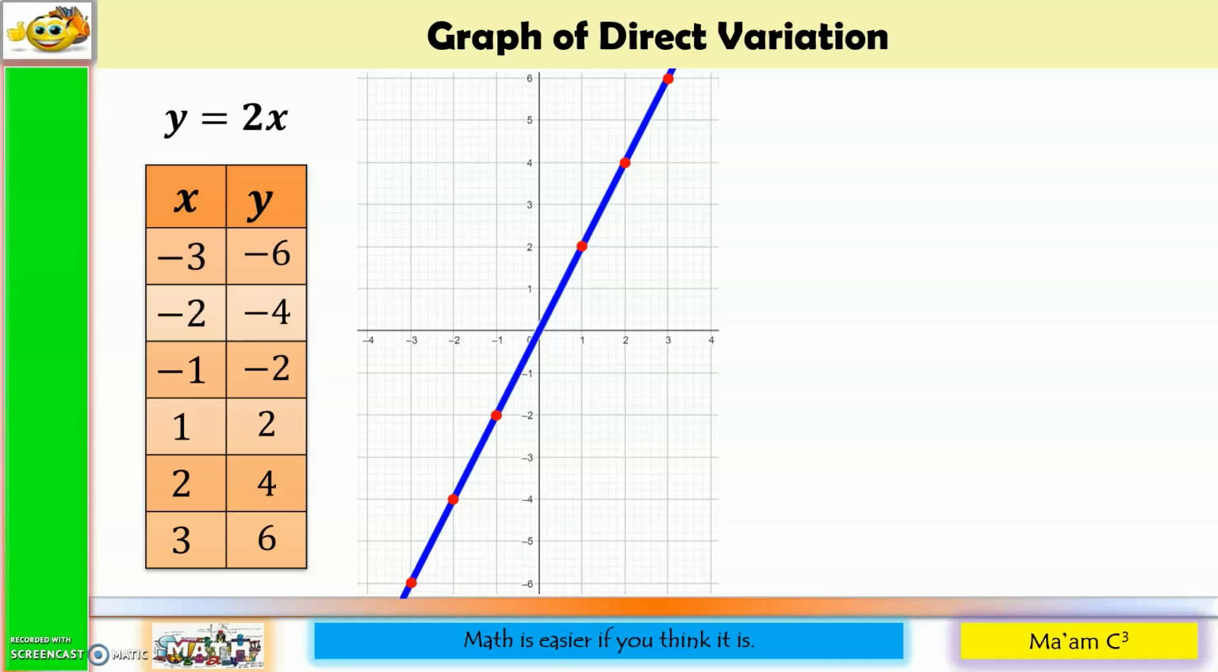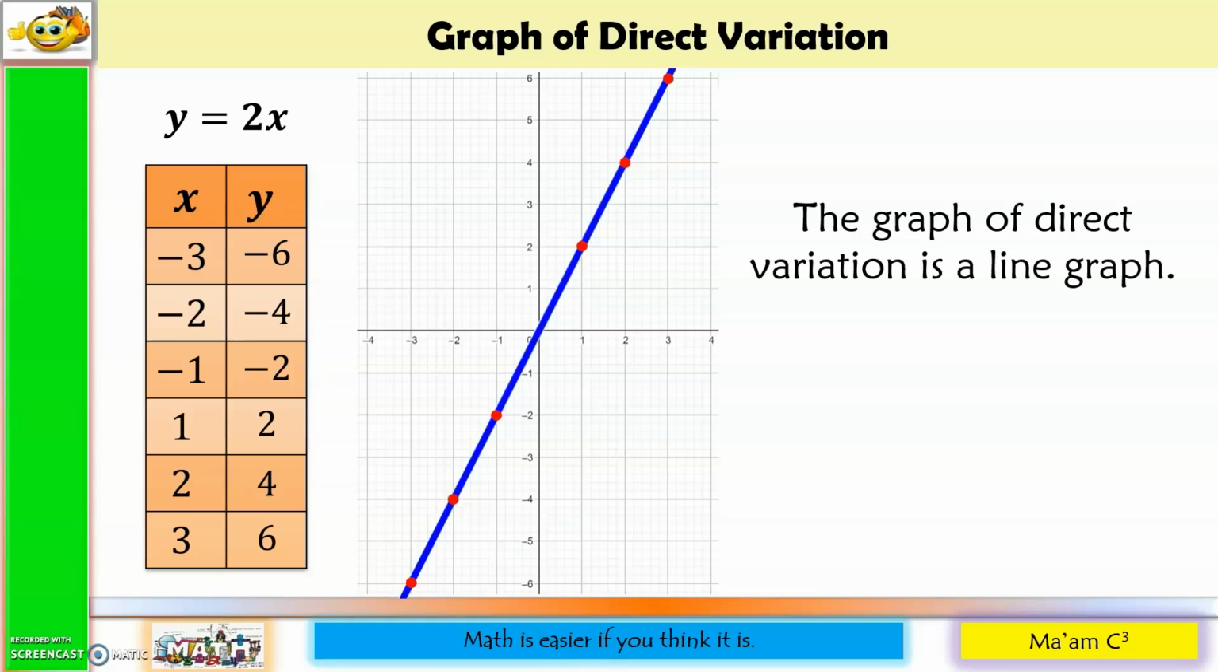And what can we say about the graph? The graph of a direct variation is a line graph. And what else? The graph passes through the point (0, 0), or the origin.